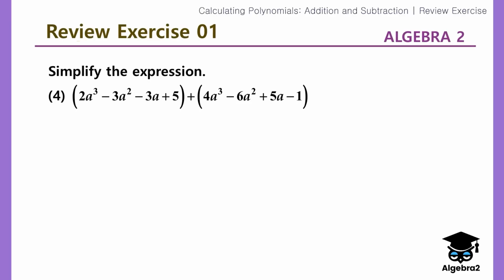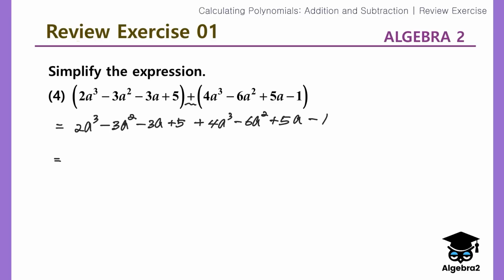And we have minus 2 minus 14, that's minus 16. Number 4, solve the parentheses. So 2a cubed minus 3a squared minus 3a plus 5. This is plus. So just plus 4a cubed minus 6a squared plus 5a minus 1.